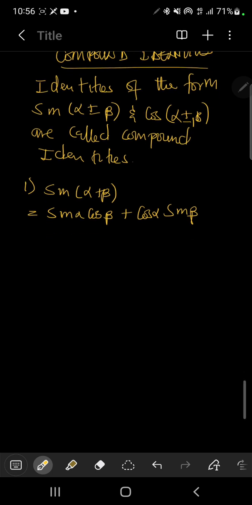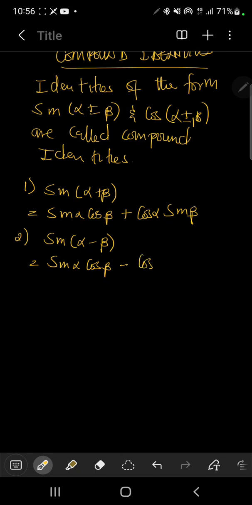So the other one is sine alpha minus beta. The same thing, we maintain the sign, we just reverse the order. So we start with, of course, sine alpha cos beta, you maintain the sign, but you just reverse the order. It becomes cos of alpha sine of beta.